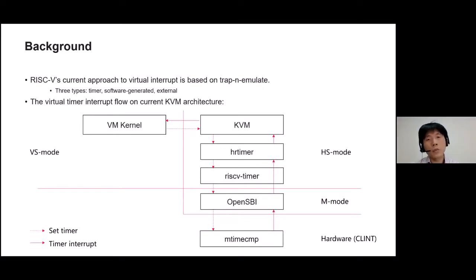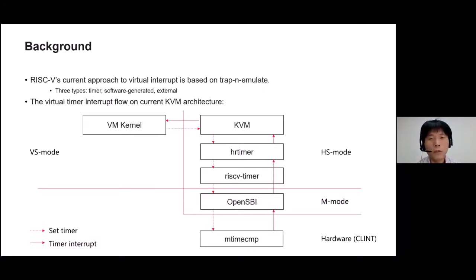Let's move on to the background and motivation. The current hypervisor extension on RISC-V does not include any support for accelerating virtual interrupts. All virtual interrupts are implemented with a trap-and-emulate approach. There are three types of virtual interrupts that are of concern, corresponding to three types of physical interrupts: virtual timer interrupt, virtual supervisor software generated interrupt, and virtual supervisor external interrupt.